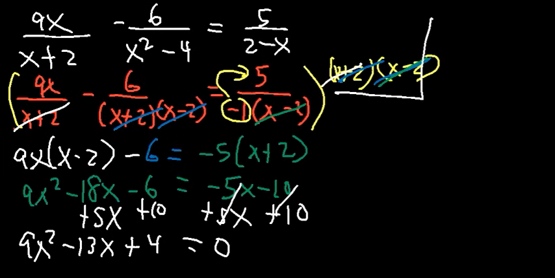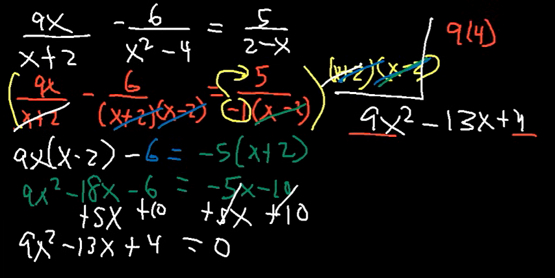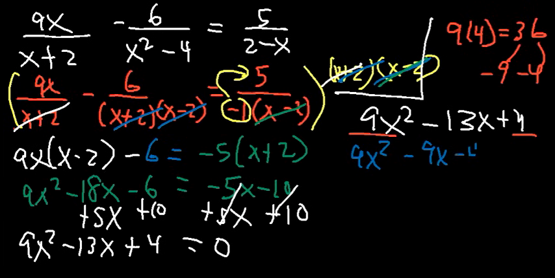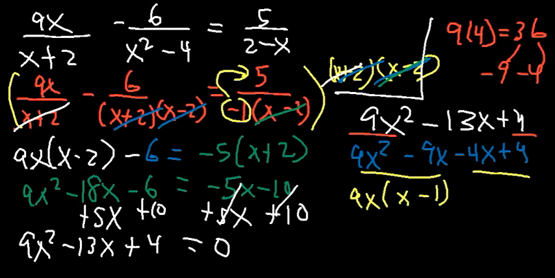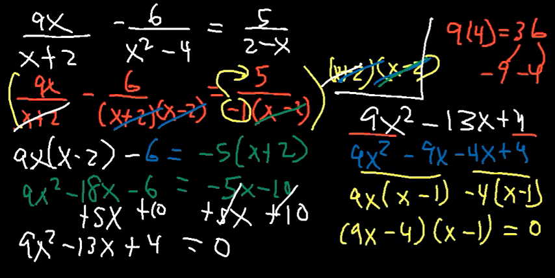Let's see. Nine times 4 is 36, and two numbers that multiply to 36 but add to negative 13, that's negative 9 and negative 4. So it turns out we could factor it. So let's factor by grouping. Let's take out a 9x, and let's factor out negative 4. So we have 9x minus 4 times x minus 1, which is equal to 0.